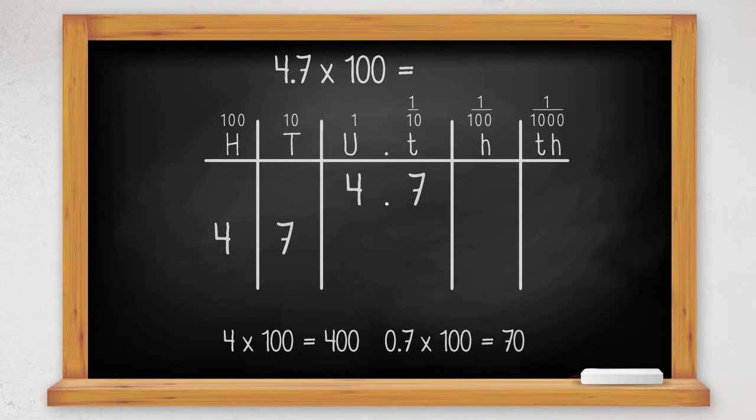We have no more numbers to move. Add the decimal point, but to make sure that the 4 stays in the hundreds column and the 7 stays in the tens column, we write a 0 in the space in the units column. We can write the answer as 470.0, or we can write it as just 470.